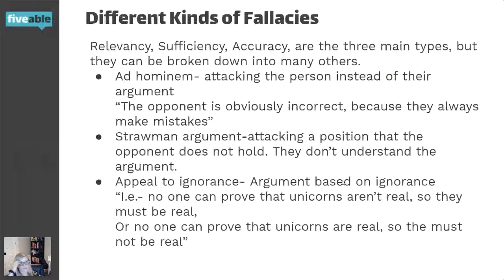Okay, so there's a bunch of different kinds of fallacies, and I'll go over a few of them with examples. It's not really necessary to know the names of them, but it's good to recognize the different types. If you're writing an essay and the prompt contained a fallacy, you don't need to know that it's an ad hominem or a straw man fallacy. You just need to know that it's a fallacy and why. The three main types of fallacies are relevancy, sufficiency, and accuracy, but they can be broken down into many others.